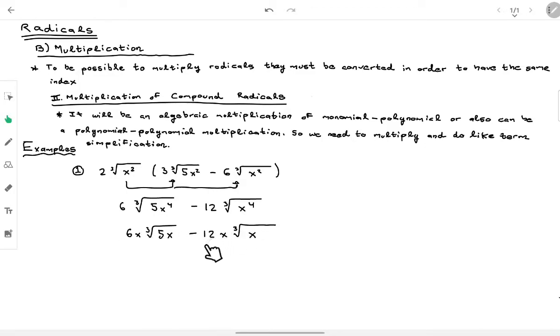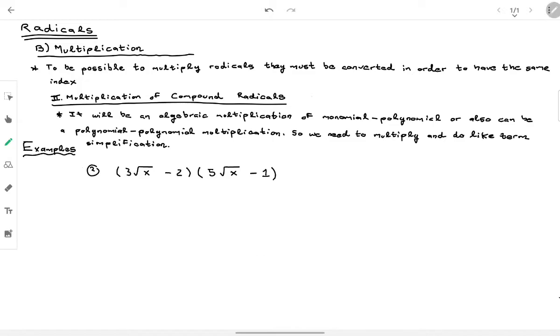Of course, maybe we can take out a common factor because both of them have x, both of them are divisible by 6. But if we factorize it, it won't help us because it won't eliminate anything. So we can leave the answer like this. 6x that multiplies the cubic root of 5x minus 12x that multiplies the cubic root of x. And that's going to be the actual answer. So the idea is the same. It's basically a multiplication of radicals, but many times because we have an algebraic multiplication of monomial by polynomial or sometimes polynomial by polynomial. Let's see another exercise.